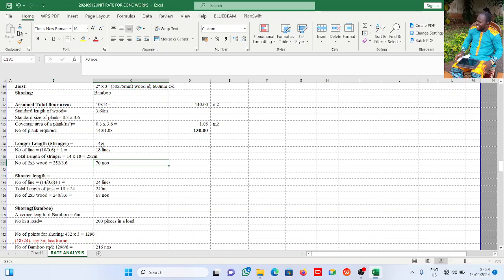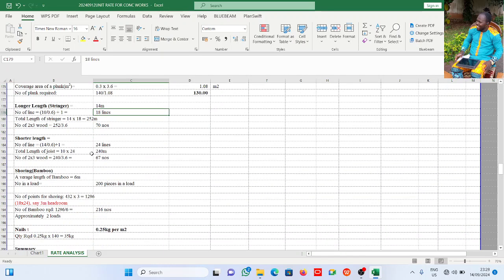All right, this is 14 and 18. So for the shorter length, I will do the same thing also. It runs towards the 14 meter length side. So this is 14 divided by 0.6 plus 1, that gives me 24. And total length will be 10 times 24. All right, then the number of wood will be 240 divided by 3.6, that gives me 67.